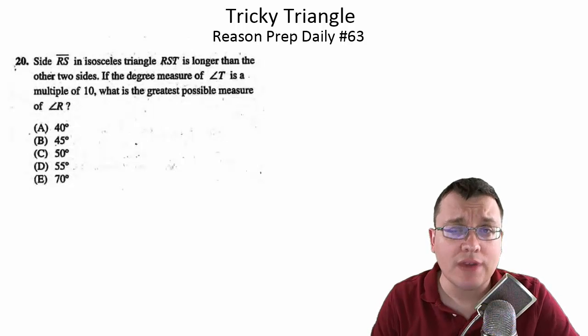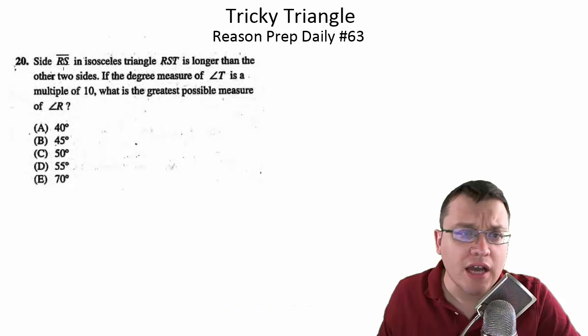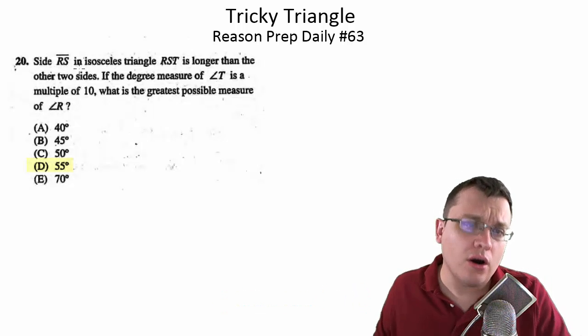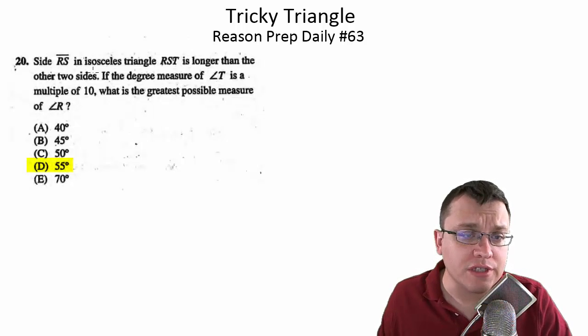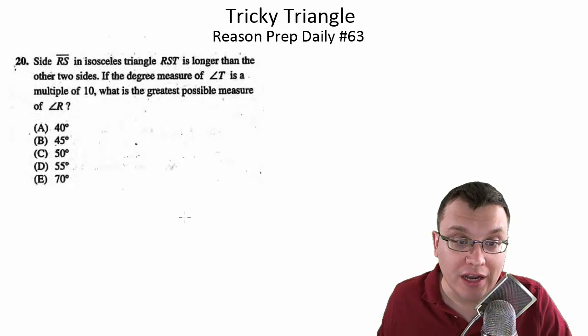Go ahead and try this question. Side RS in isosceles triangle RST is longer than the other two sides. If the degree measure of angle T is a multiple of 10, what is the greatest possible measure of angle R? So let's go ahead and draw out first our picture and try to see what we've got going on.